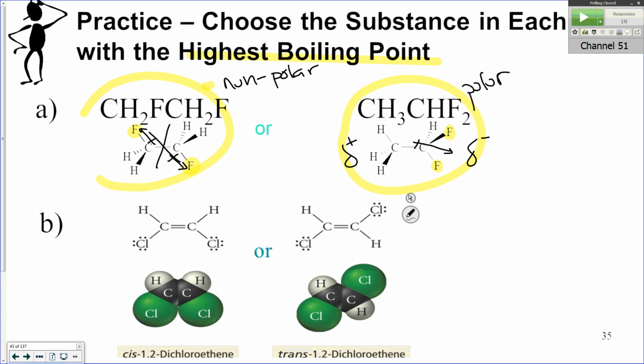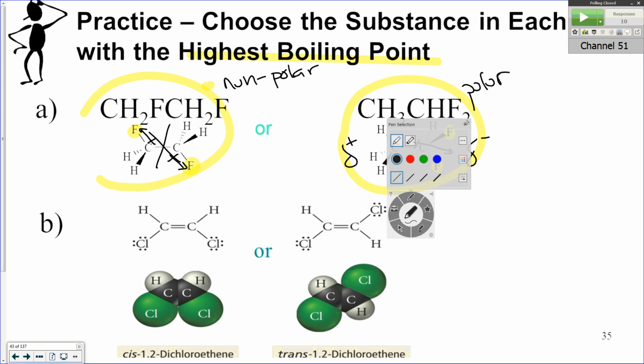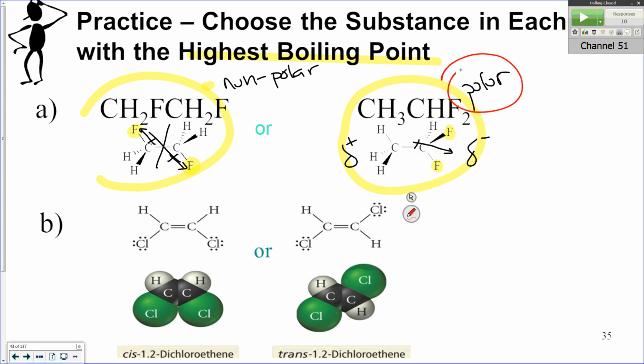So the question is, which one's going to have the highest boiling point? The one with the highest dipole moment is going to be the one with the highest one. So that's what we're looking for. We're looking for, does it have a dipole, and is there a symmetry that cancels that dipole out? So the things we're trying to answer. Maybe it's a little clearer on the question on the bottom.